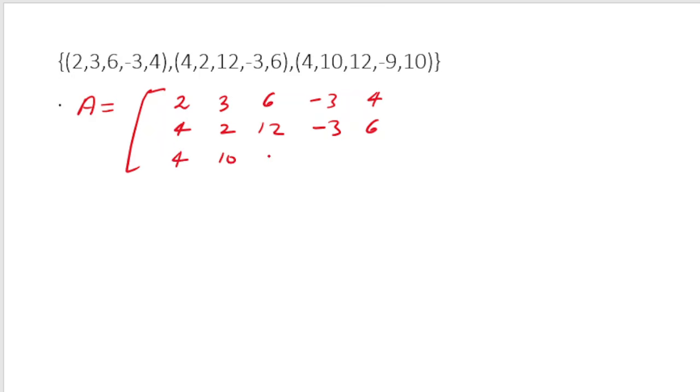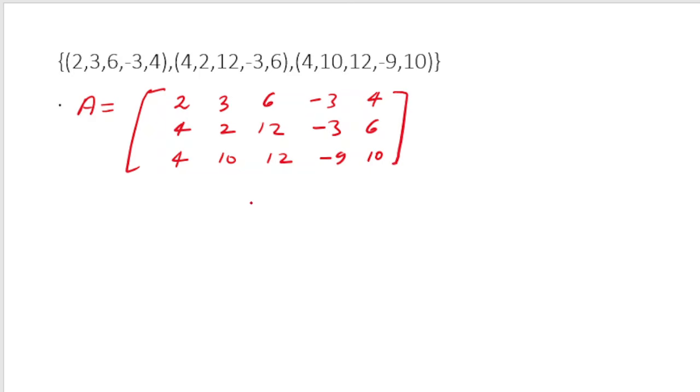Okay, let us do this problem quickly. Right, problem solving is important. I think the concepts I have already elaborated, but to be very thorough with the concept, the more problems you solve, the better it is. So I am going to first form a matrix by placing all these three vectors, which have 5 components, as 3 different rows. So 2, 3, 6, minus 3 and 4. Then we have 4, 2, 12, minus 3 and 6, and we have 4, 10, 12, minus 9 and 10.